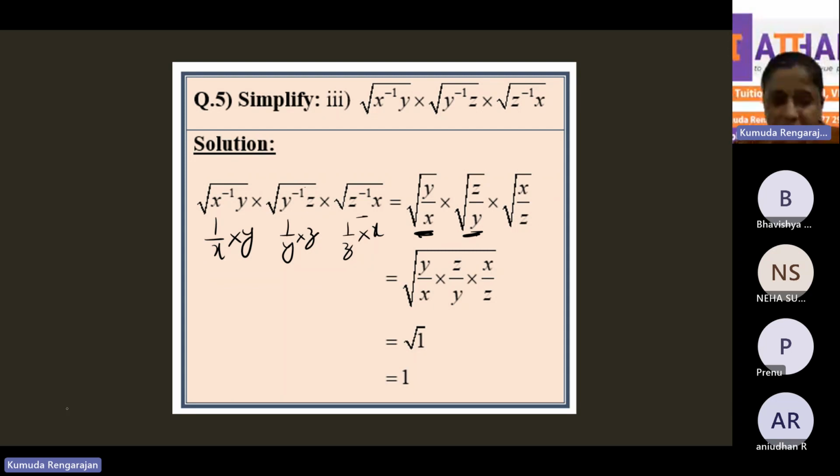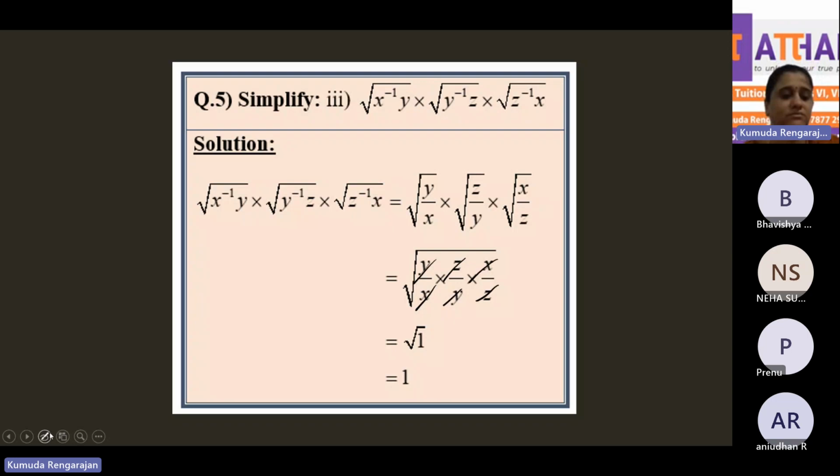So now you can put everything under the same square root. y by x into z by y into x by z. So x and x, z and z, y and y get cancelled. So square root of 1, which is 1.